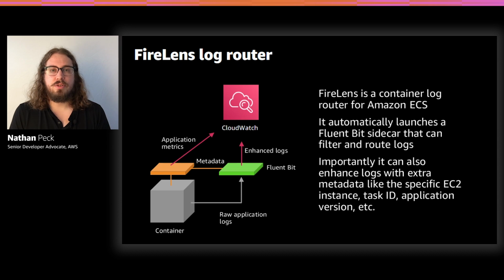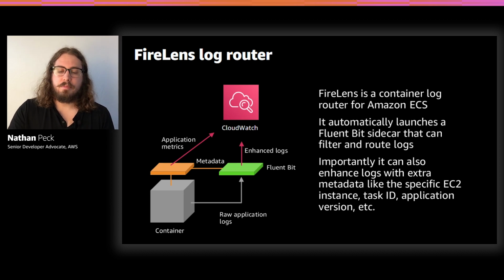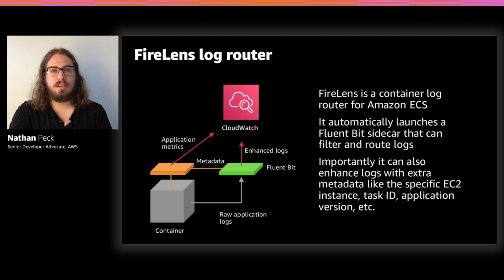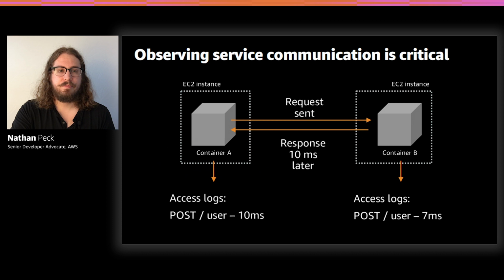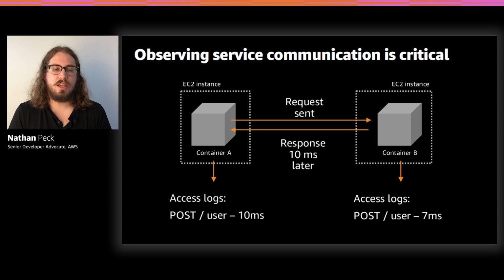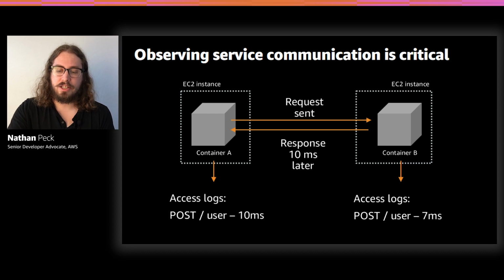So logs are a great way to keep track of what your application is doing. But one of the problems that happens when you have a distributed application is you need to communicate from one portion of your application to another application. And observing that service-to-service communication is really critical. So for example, here, imagine that you have two containers on different EC2 instances and they need to communicate with each other. Normally, container A sends a request to the /user endpoint on container B, and then container B, about 10 milliseconds later, sends a response back to container A. This is a pretty typical type of service-to-service communication that you would have in a fairly complex architecture.